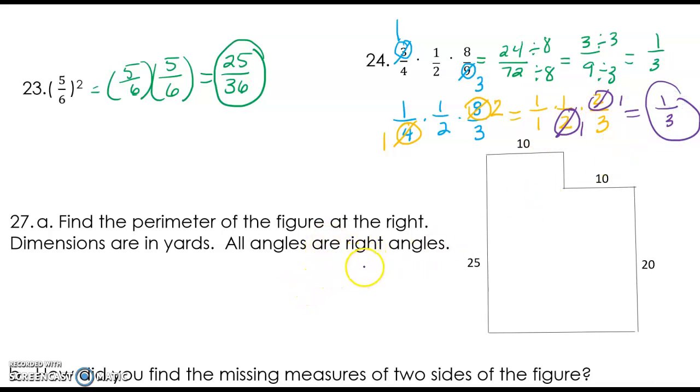We don't have time to do this one. That's 20. But it says find the perimeter at the right, and then how did you find the missing measures? I'm going to go ahead and stop this, and I'll make an auxiliary, like 1-minute video to tell you how to do that one. Okay? So see you in just a second.